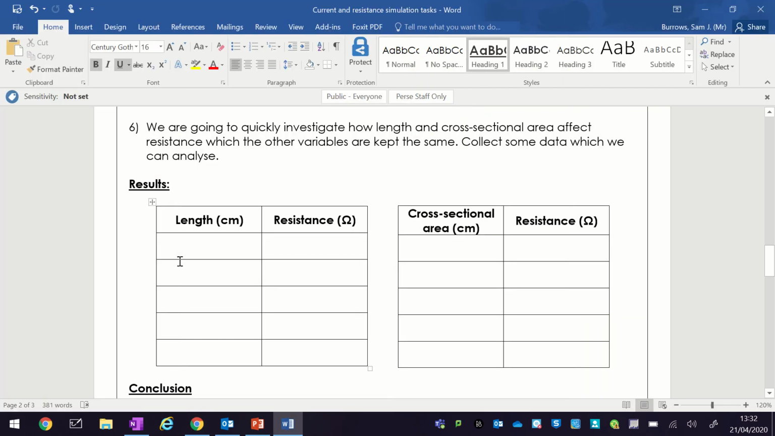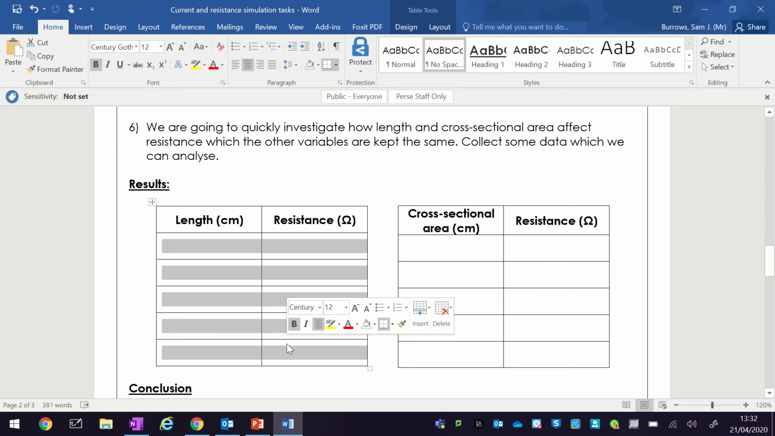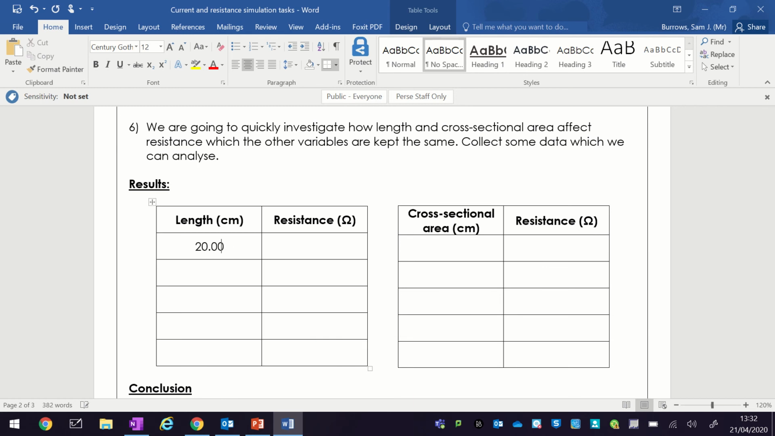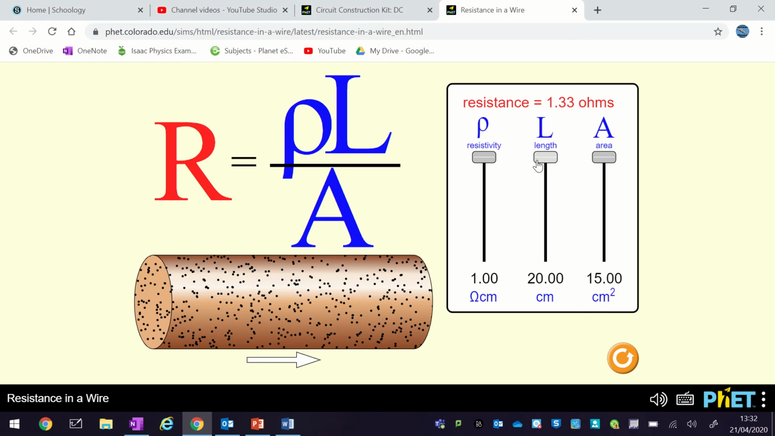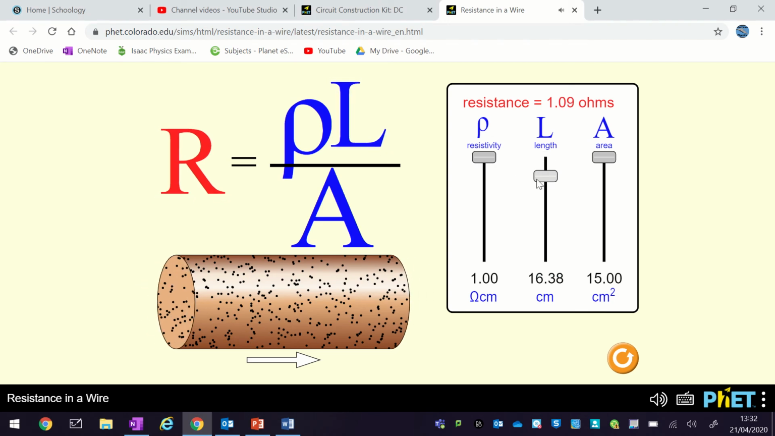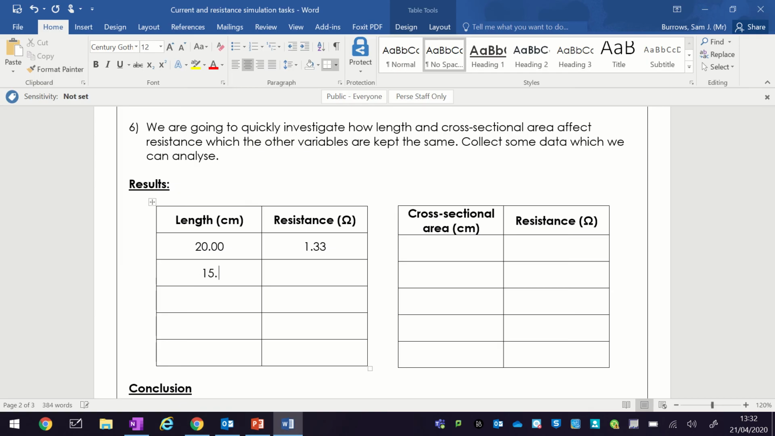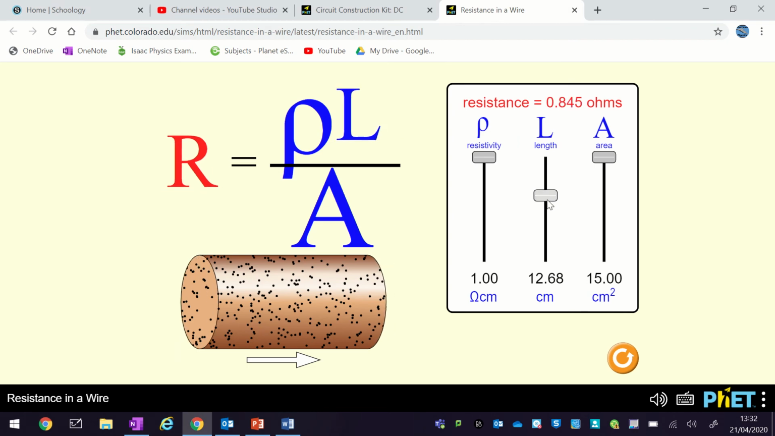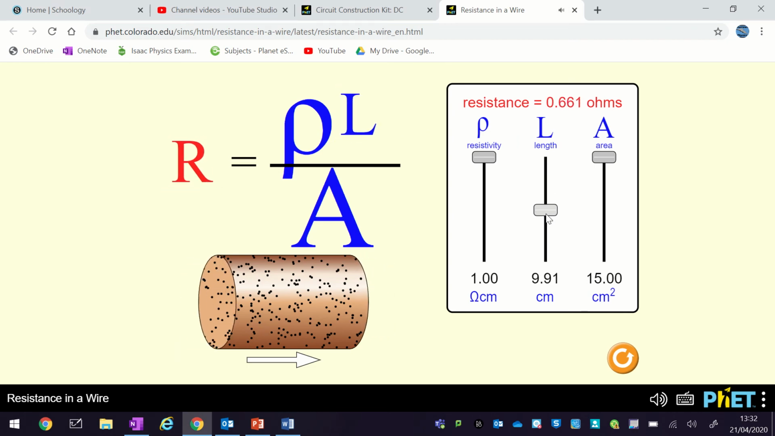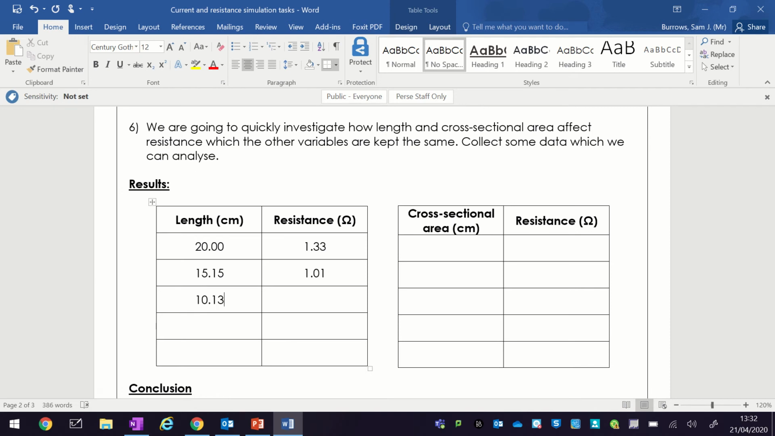So with 20 centimeters, you can see we've got a resistance of 1.33. Let's do a few different lengths. I'm never going to get exactly 15, so let's not waste time trying to do that. Let's do about 10. Yeah, that's close enough, 10.14, 0.676. So what I'm noticing already is we've halved the length, and you'll notice the resistance is halved.